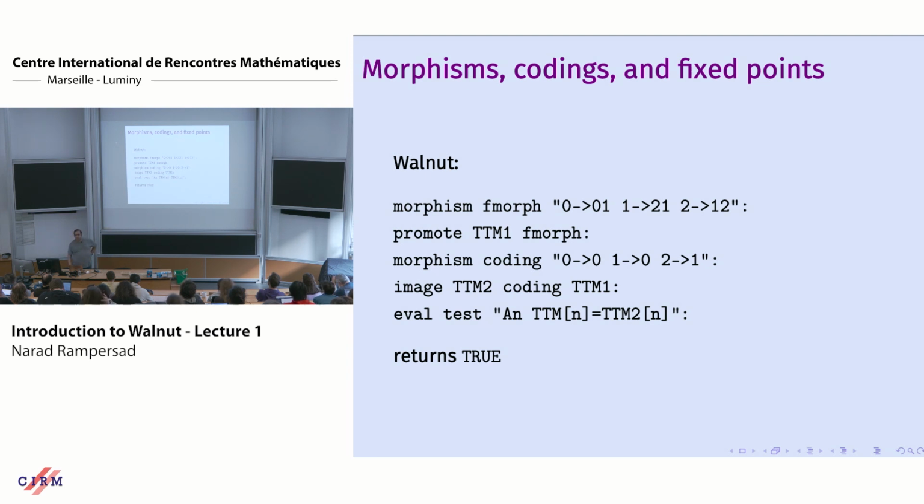Same thing for the coding, except this time, since the coding is an image then applied to the fixed point, we use the image command that applies the coding to TTM1 and saves that in another DFAO, TTM2. And then I check that TTM2 gives me the same thing as the built-in twisted 2A Morse sequence. So this really does generate the same sequence. These are the commands that you would use if you had a morphism that you wanted to work with and provide to Walnut to do some computations with.